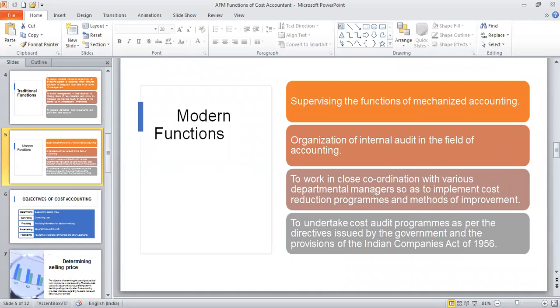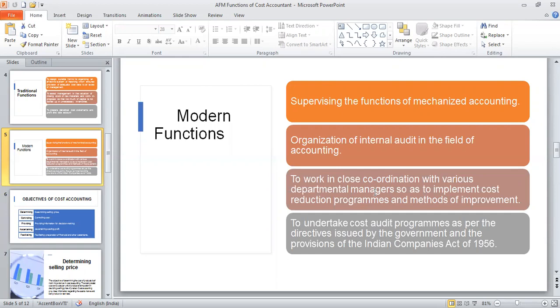So to work in close coordination with various departments, that is purchase department, production department, finance department, quality control department, and by that we may implement the cost reduction programs and methods of improvement effectively, when the cost accountant has good relation with all other departments, right? Now you come to the next area, that is, the cost accountant has to undertake various cost audit programs as per the directions issued by the government and the provisions of Indian Companies Act 1956, right? Of course, in 2013 it is amended, right?